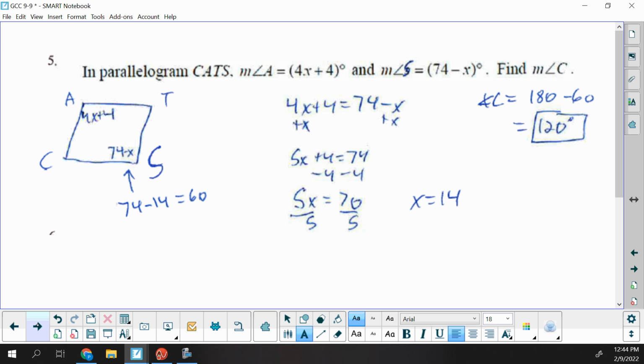But that's not what we wanted. We wanted angle C. We'll sub in the 14 for x. For example, we get this is 60. We also have parallelogram implies consecutive angles supplementary. So angle C and that 60 should add to 180. So over on the right there, I did 180 minus 60 to get that angle C is just 120 degrees.